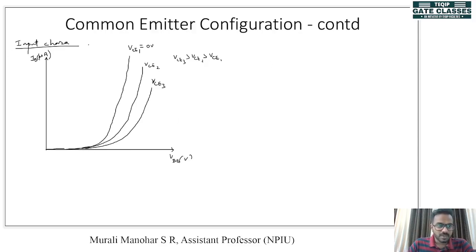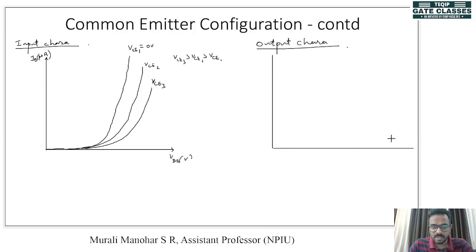Now we can also draw the output characteristics. It is between output current and output voltage for constant input current, right? So output characteristics is between IC and VCE for constant IB. So this characteristics looks like this.